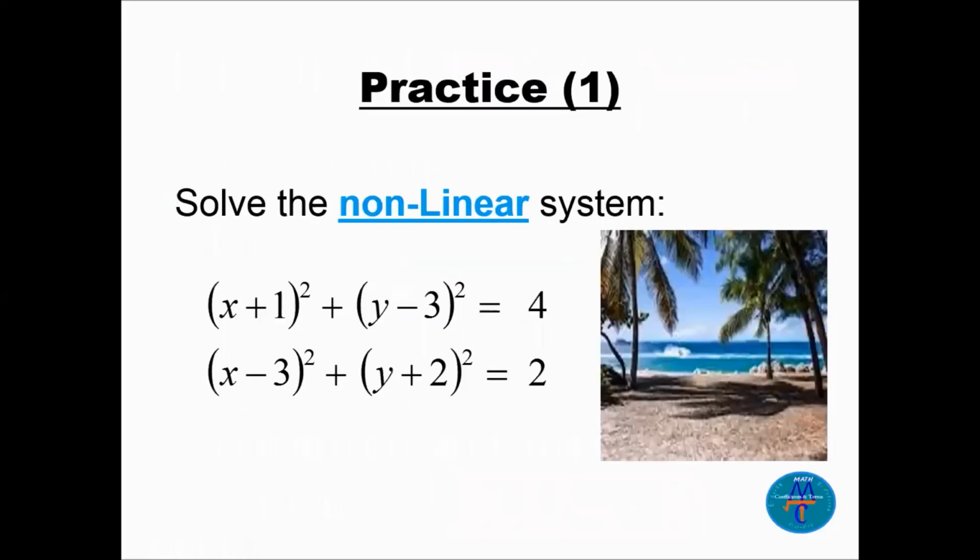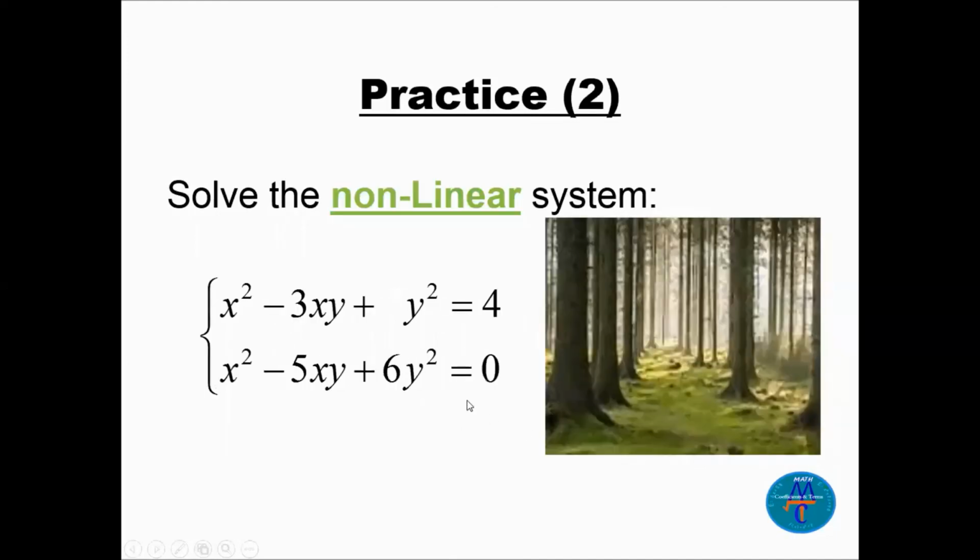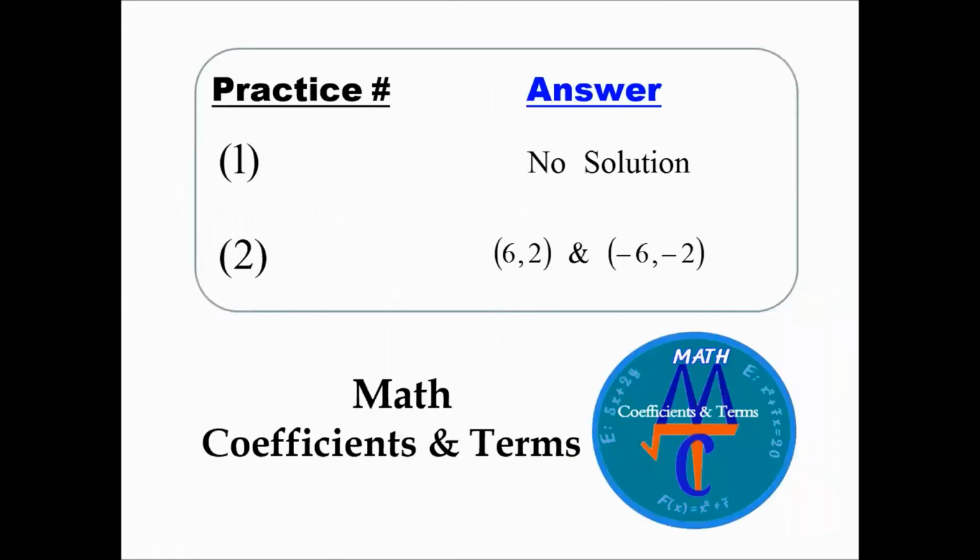I hope you enjoyed this one. Now let's look. So the first practice, we have x plus 1 squared, y minus 3 squared is equal to 4, and x minus 3 squared, y plus 2 squared is equal to 2. Enjoy working with this one. And then on the next practice, you can enjoy again with the green color: x squared minus 3xy plus y squared is equal to 4, and x squared minus 5xy plus 6y squared is equal to 0. The answers are only on the next slide.